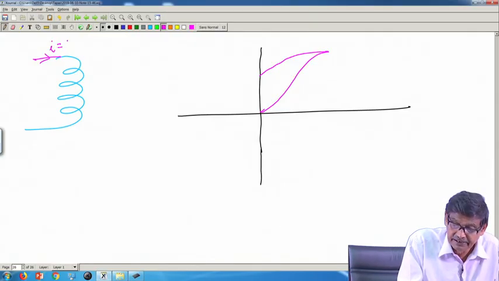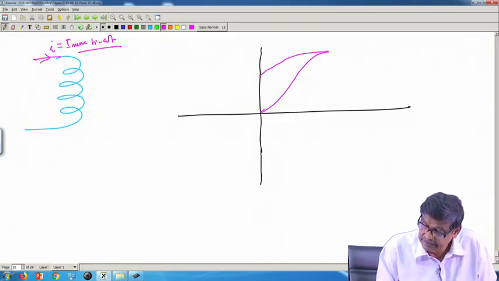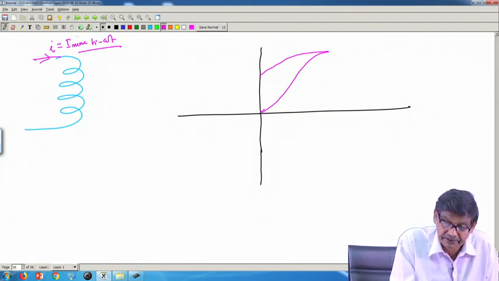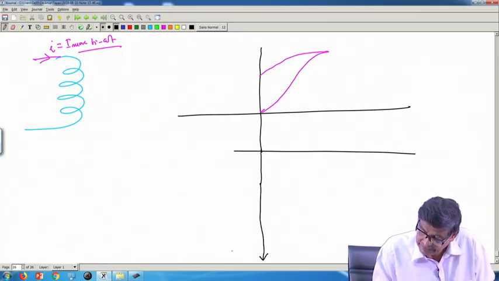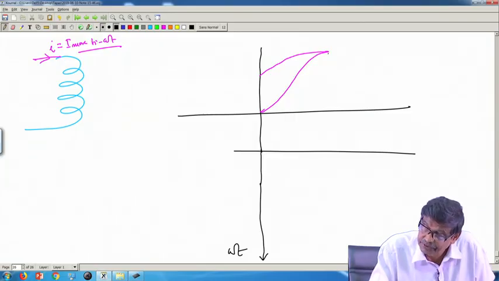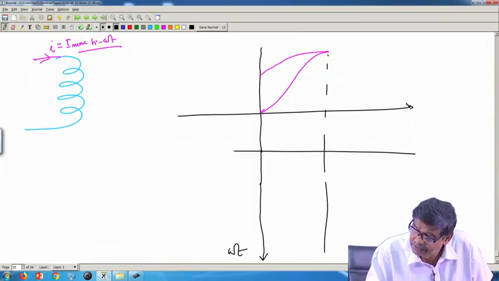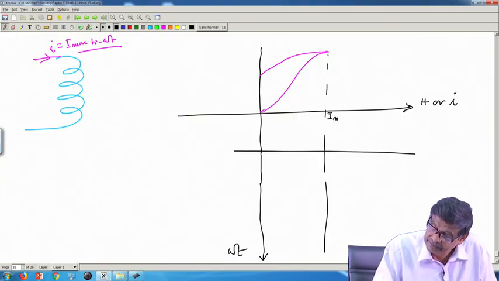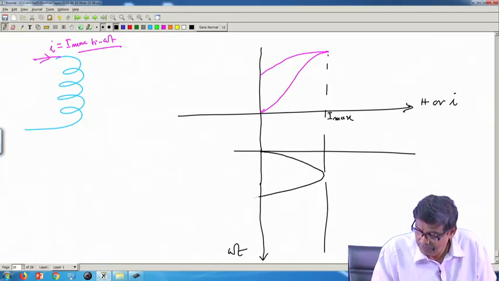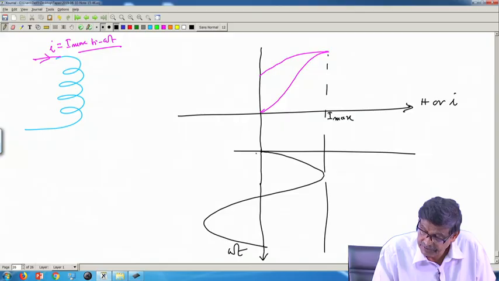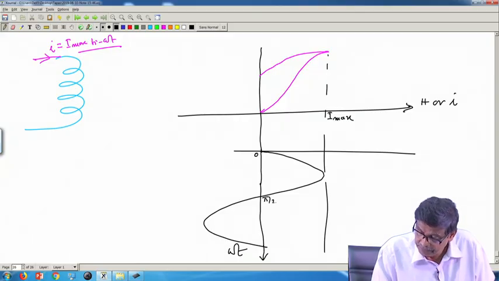but suppose this I is I max sin omega t, suppose this current is this, then I also draw the current. I can always draw current. This is my omega t axis, variation of current I am showing. This axis, as I told you, can be treated H or I. This is your I max, and this was the current. Only one cycle I am showing, that is good enough, 0, pi by 2, pi.